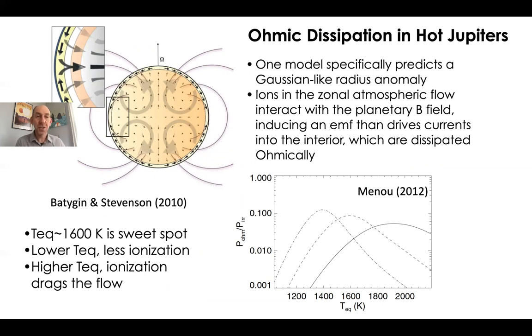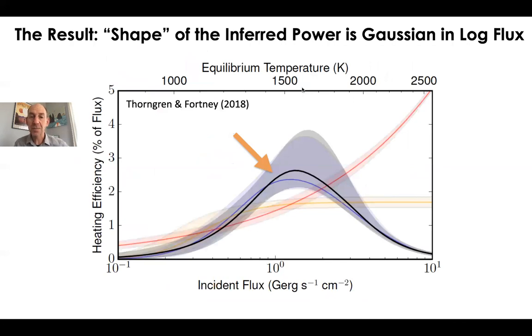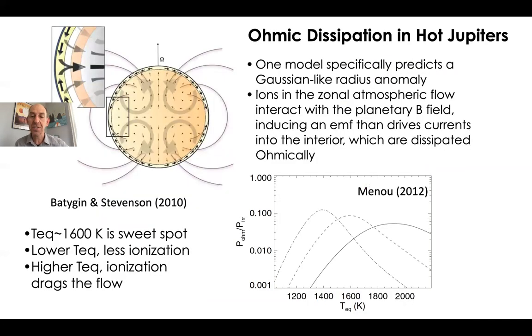Okay. It turns out that this particular sort of Gaussian shape with a maximum around 1600 degrees is actually a prediction of one particular model for hot Jupiter inflation, and that's the ohmic dissipation model. This is a plot by Kristen Minot, 2012, and this is this epsilon parameter. This is the 1% number as a function of temperature, and indeed some models of ohmic dissipation predict a maximum around 1600 degrees.